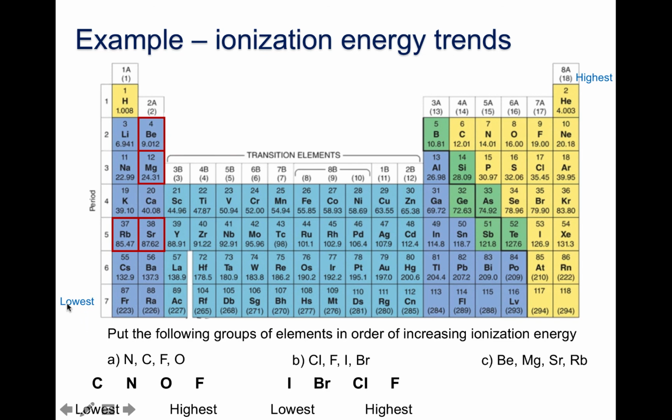The lowest one would be the one that's closest to the francium area, and the highest would be the one that's close to helium. So we would expect rubidium to be the lowest and beryllium to be the highest. So we go rubidium, next would be strontium, then magnesium, and then beryllium.